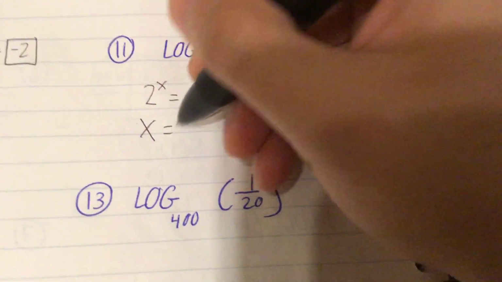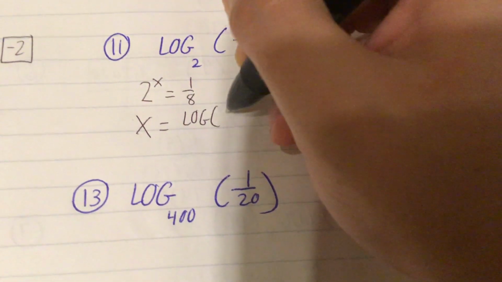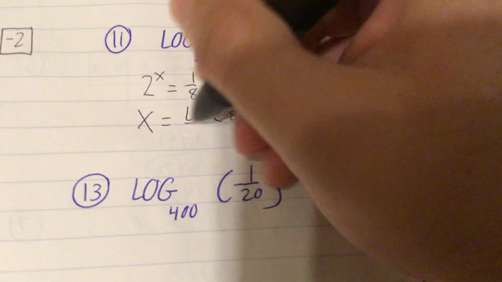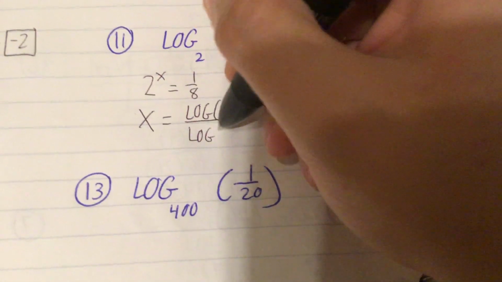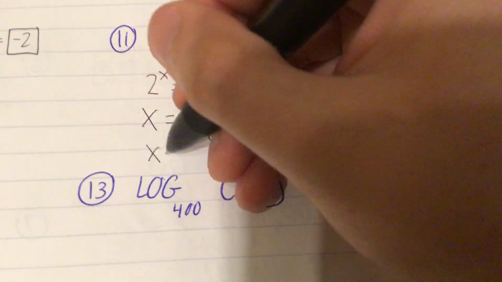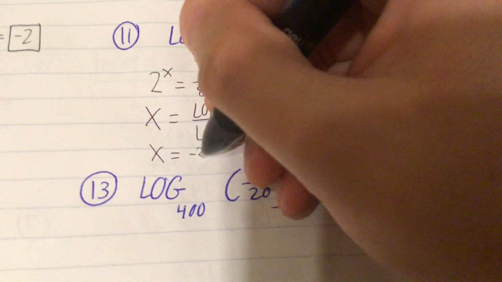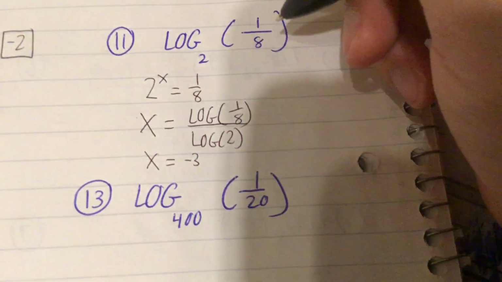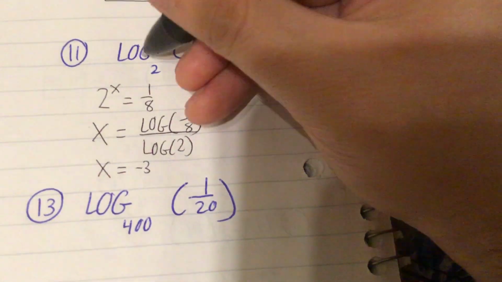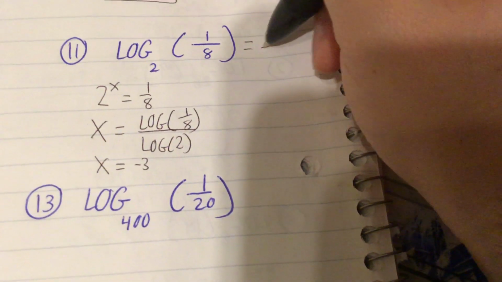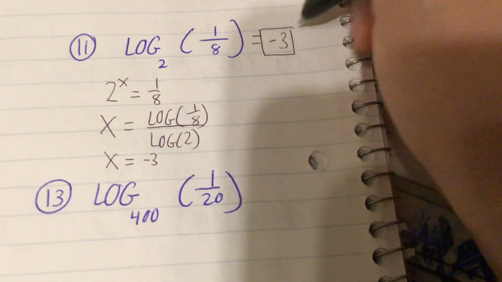Or if you're ever unsure, here's the magic trick. Log of 1/8 divided by log of 2, the change of base theorem. So the change of base theorem would say that 2 to the negative third is 1/8. So log base 2 of 1/8 is -3. Okay.